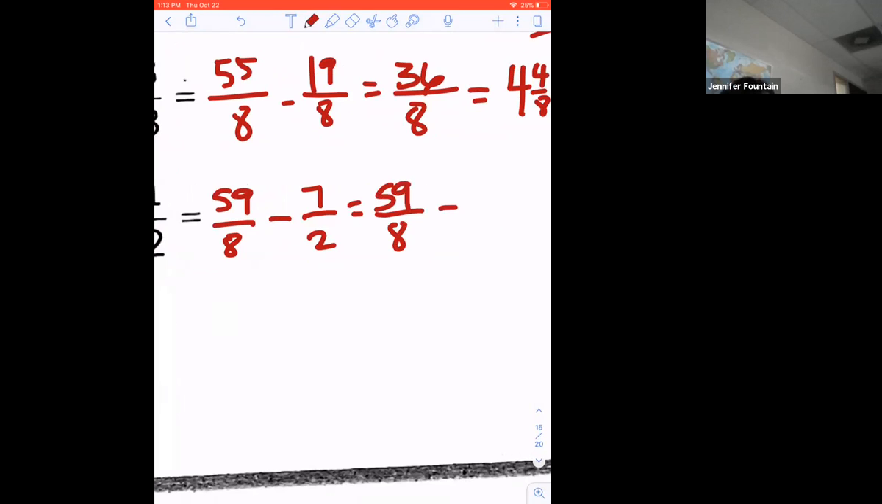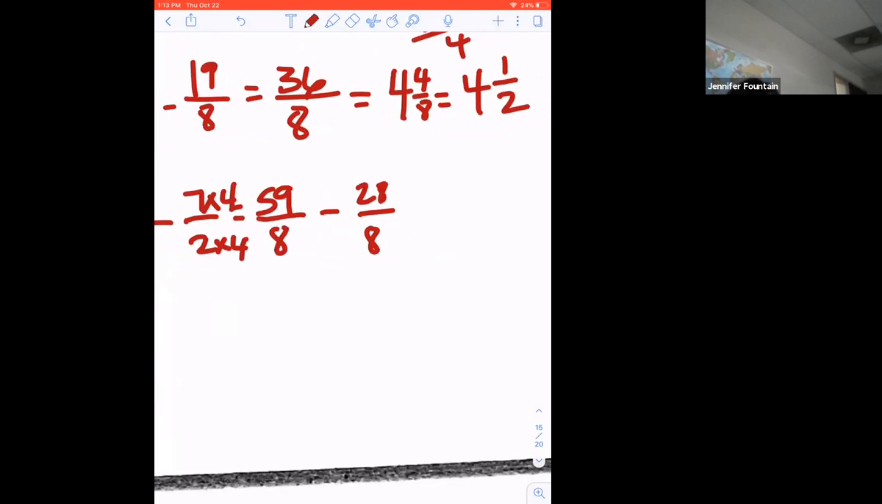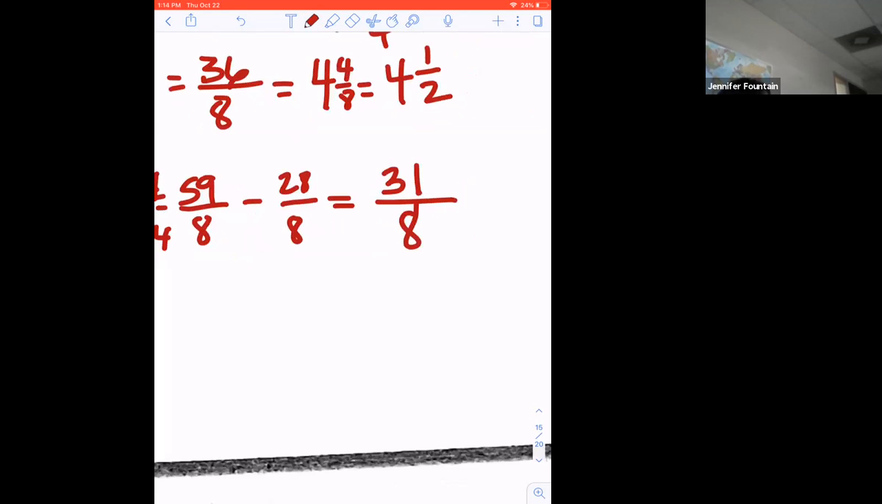So 59 over 8 is going to stay the same. Now I'm going to change my denominator of 2 to a denominator of 8, and to do that I multiply by 4. If I multiply the denominator by 4, I have to multiply my numerator by 4, and 7 times 4 is 28. When I subtract, I know my denominator stays the same. So now I have 59 minus 28, which is 31 over 8.